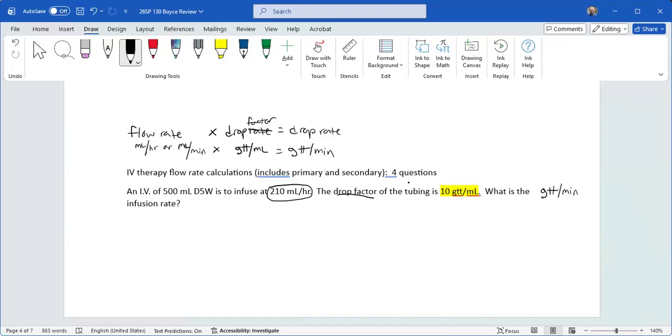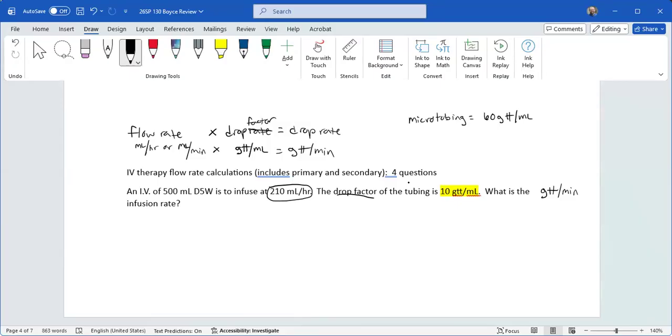Now, sometimes this is the first time you're seeing it. Some of you may have seen this on ATI, so you may already be familiar with this. The other thing I'll mention is if for some reason it wants you to calculate a drop rate, but it doesn't give you the drop factor, and it uses the word microtubing, microtubing tells you that the drop factor is 60. But typically the drop factor will be given to you because there's a variety of different tubing that's available.